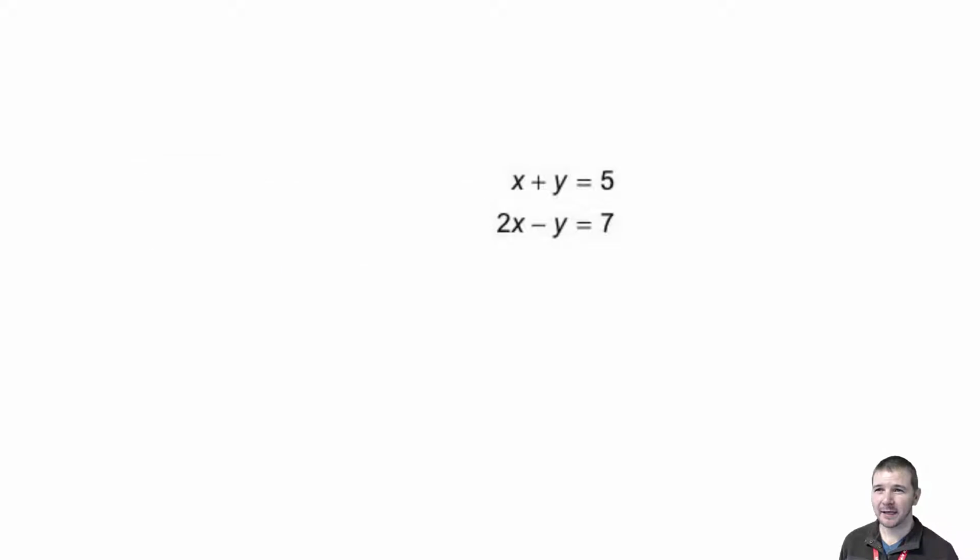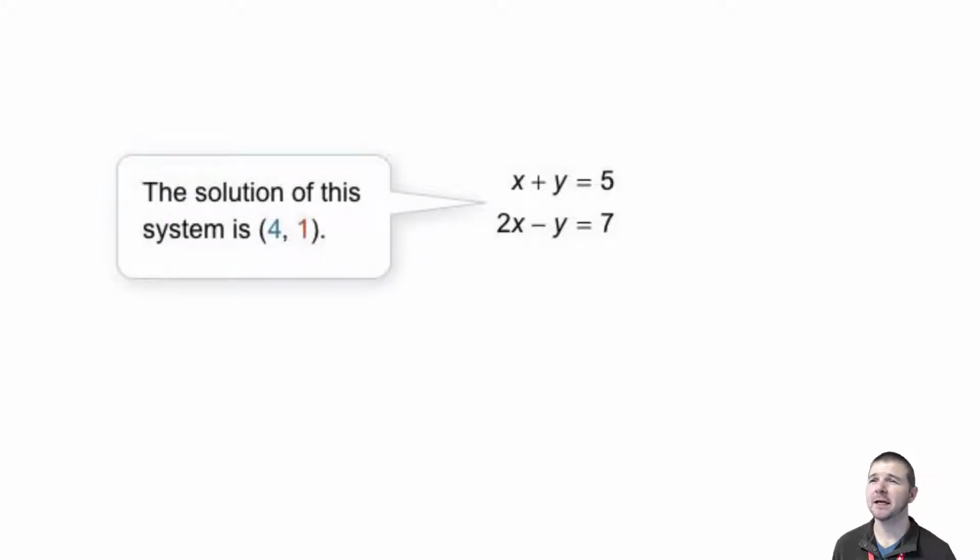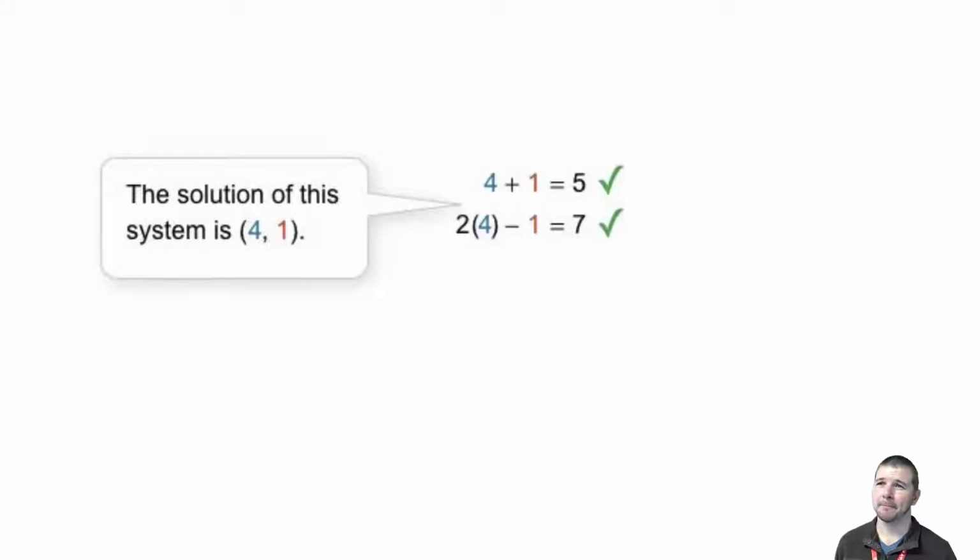So take note, x plus y equals 5 and 2x minus y equals 7. In this system of equations, the solution of the system is the ordered pair (4, 1), 4 for x, 1 for y.